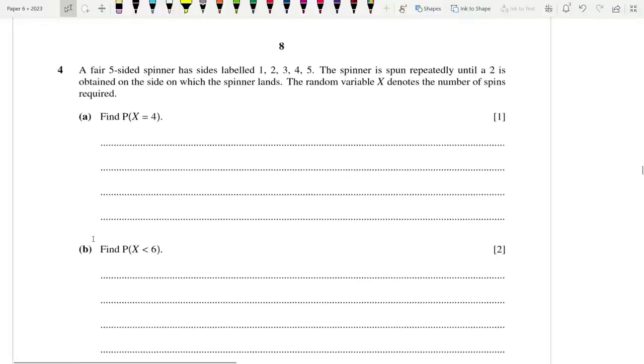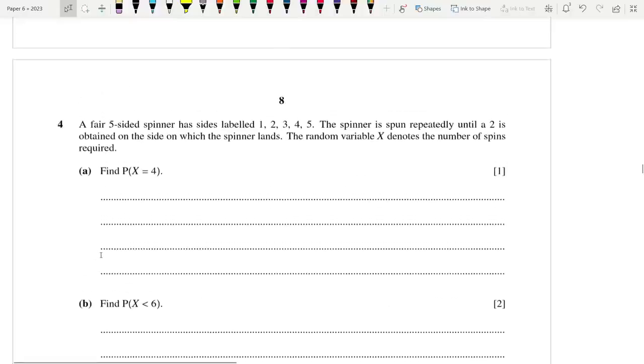A fair 5-sided spinner has sides labeled 1, 2, 3, 4, and 5. The spinner is spun repeatedly until a 2 is obtained on the side on which the spinner lands. The random variable x denotes the number of spins required. So what is it? It is fair. So what is the probability? Let's draw the geometric distribution, right? So we can say that x is geometrically distributed where the probability of success is obtaining a 2, which is 1 by 5. So we need P(x = 4).